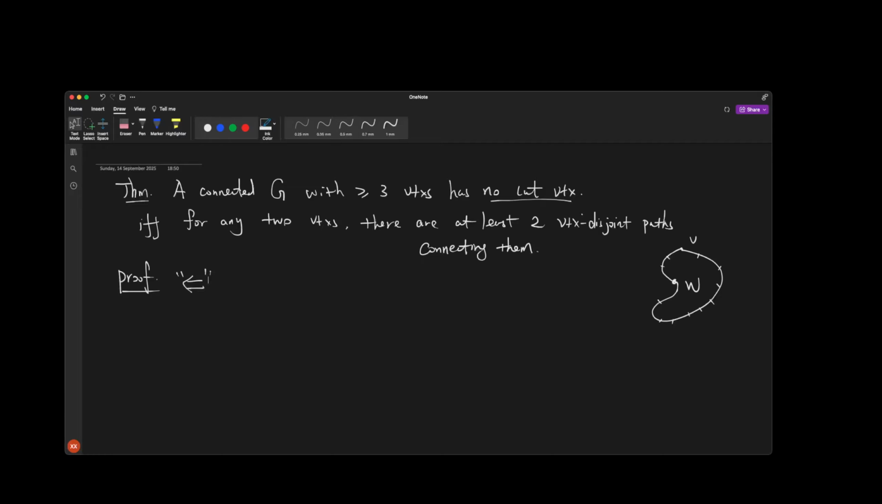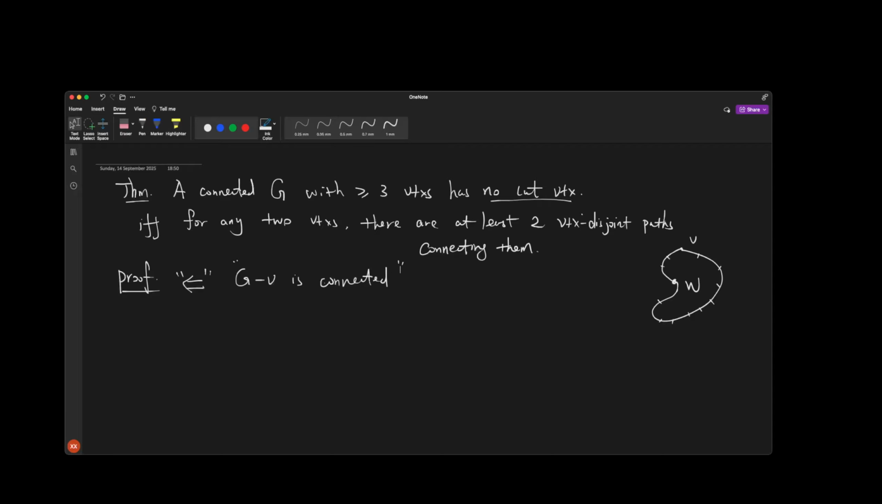For example, what we want to do: we have that for any two vertices, there are at least two vertex disjoint paths connecting them, and we want to show that the graph G has no cut vertex. Actually, we want to show that there is no vertex V such that G minus V is disconnected. So we want to show that for any vertex V, G minus V is connected. This is what we want to show.